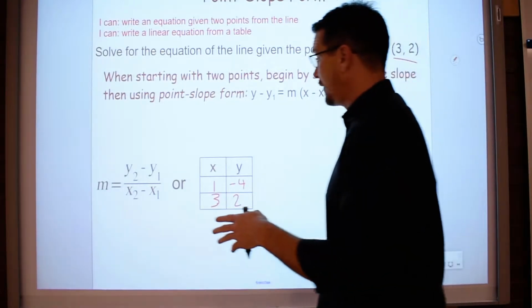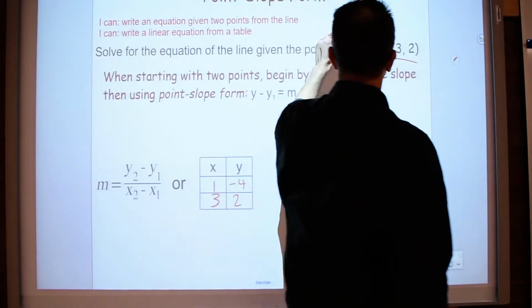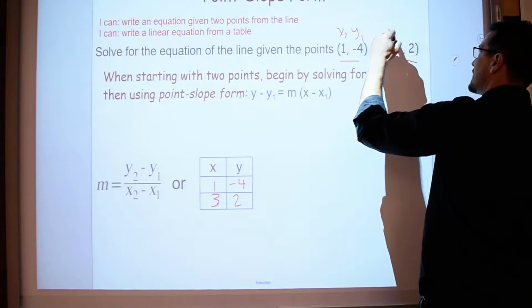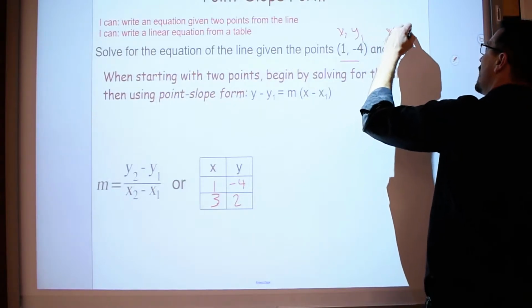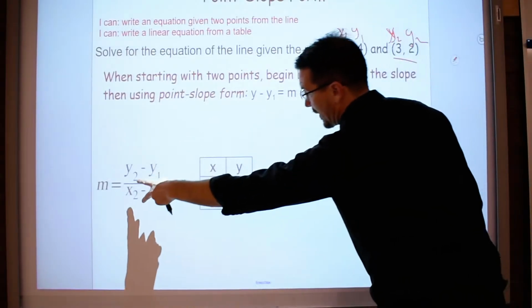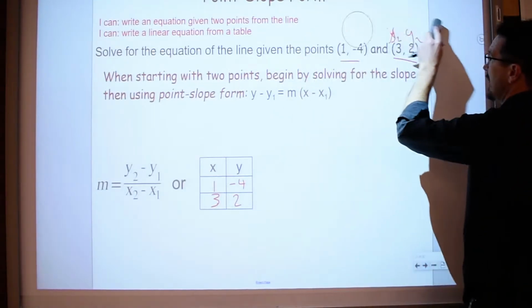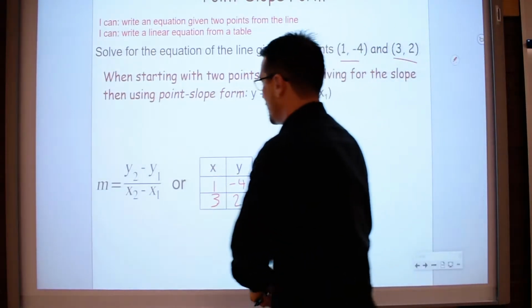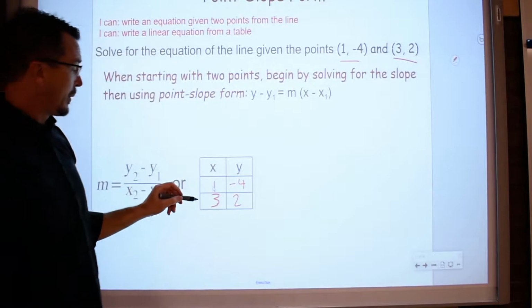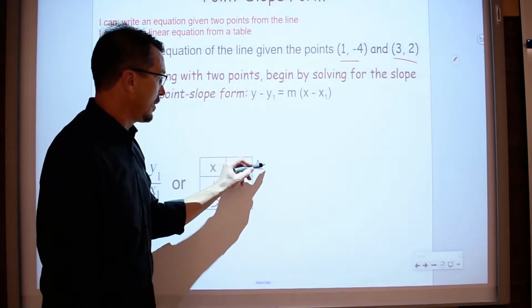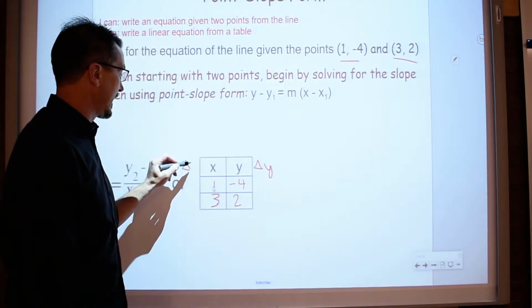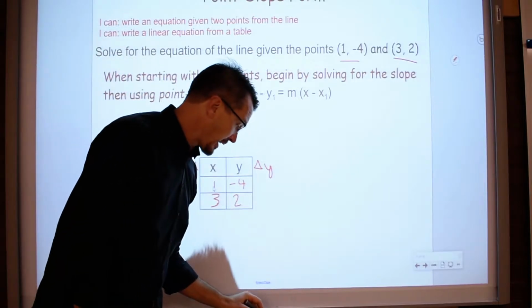So I could also have put this in as x1, y1, x2, y2, and then use the slope formula. But I'm going to go ahead and just use the table because I like the table. So I'm going to find the rate of change by finding the change in the y over the change in x, because that rate of change is actually slope.